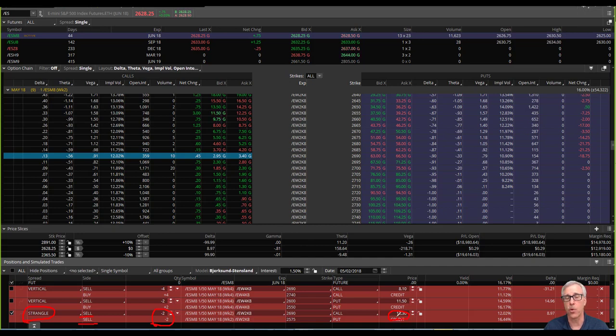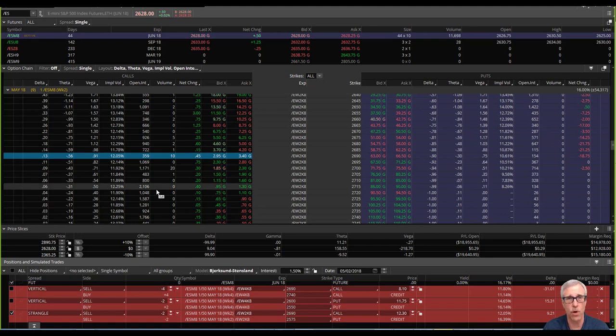And I'm going to collect $1,230. That's $1,230 by entering this position. And if I am able to hold on to this trade and let it expire worthless, I will collect that entire $1,230.